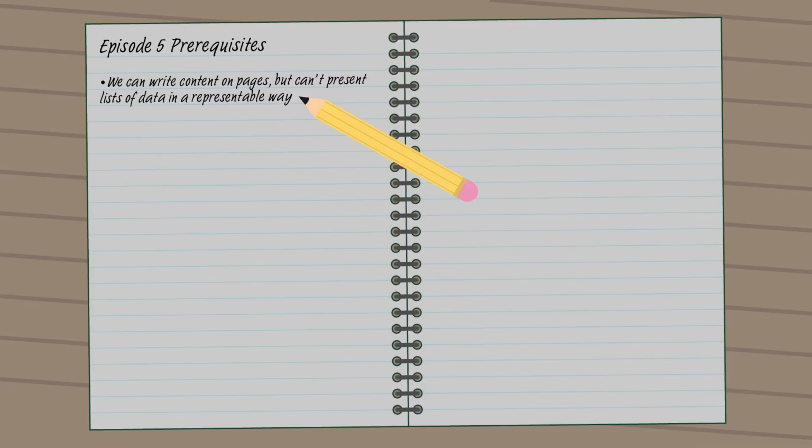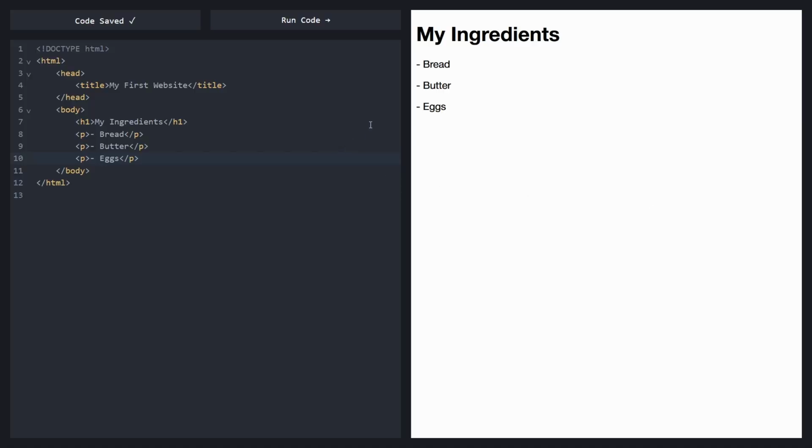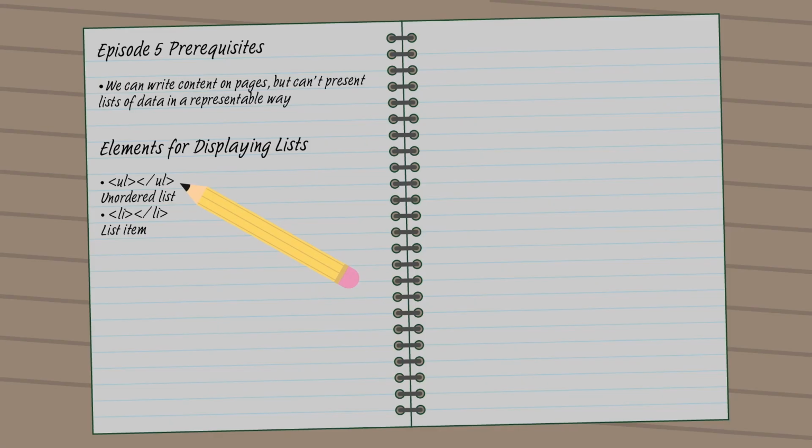So right now we're able to write content on a page and display it to users, but we can't really present lists of data in a meaningful, representable, or semantic way. Right now, the best thing that we can do is add dashes before each of the items in our list and put each of the items in their own individual paragraphs, which doesn't make it immediately obvious that it's a list. To fix this problem, let's firstly go over the simplest type of list, which is an unordered list.